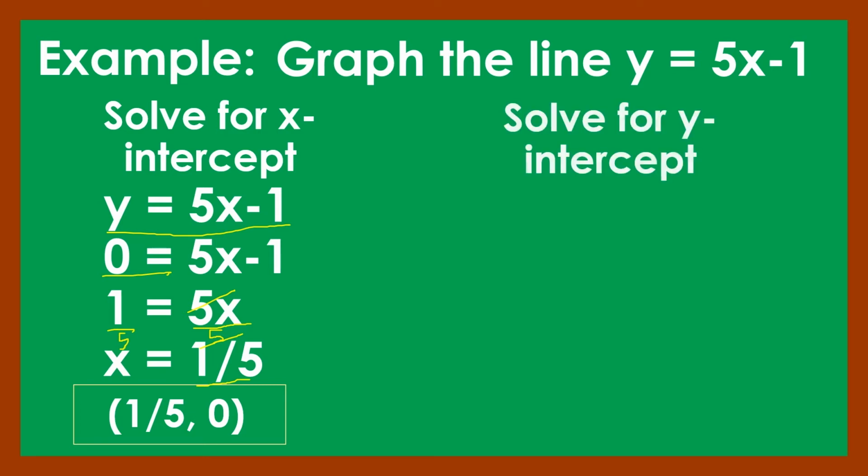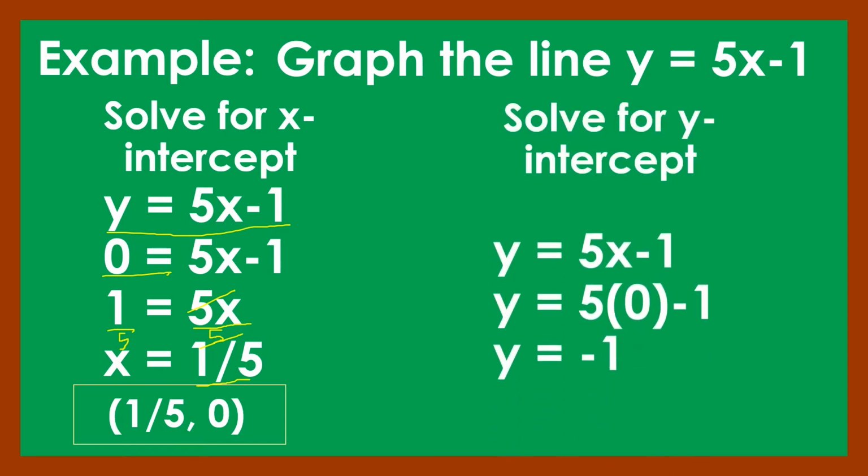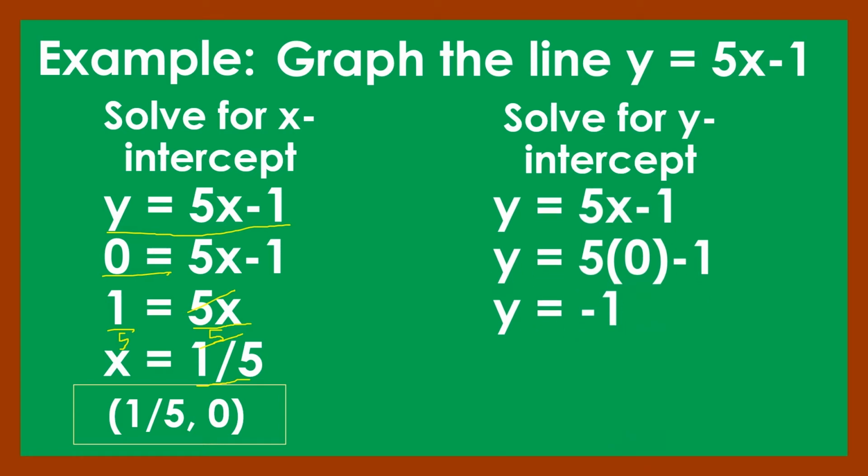Then, we're going to solve for the y-intercept. This time, x would be equal to 0. Substitute lang natin si 0 sa value ni x. So 5 times 0 is equal to 0 minus 1. That would be equal to negative 1. Therefore, yung ordered pair natin would be 0, negative 1.